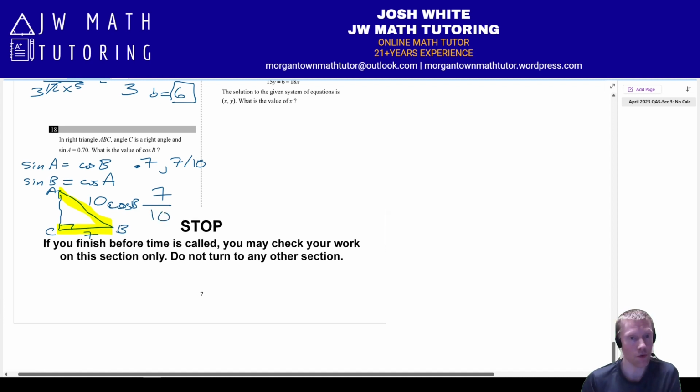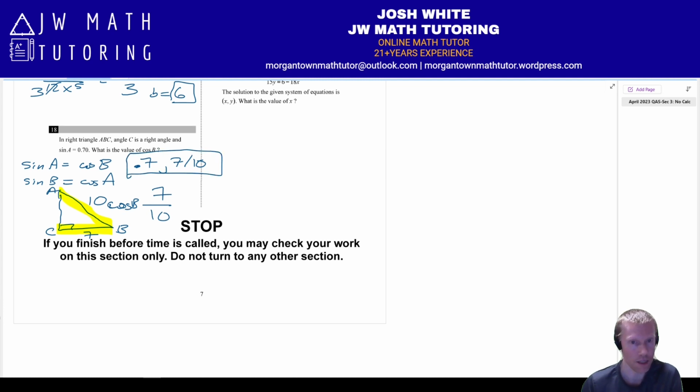So that's just another way you could think through this if you didn't know that property about the two non-acute angles in a right triangle. So just, again, 0.7 or 7 over 10, one of those two is what you would grid in.